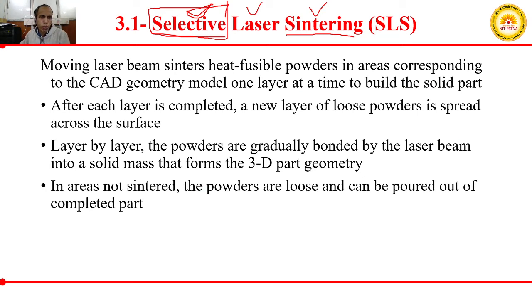After each layer is completed, a new layer of loose powder is spread across the surface. Layer by layer, the powders are bonded by the laser beam into a solid mass that forms the 3D part geometry. Okay, in the areas not sintered, the powder is loose and can be poured out of your completed part.